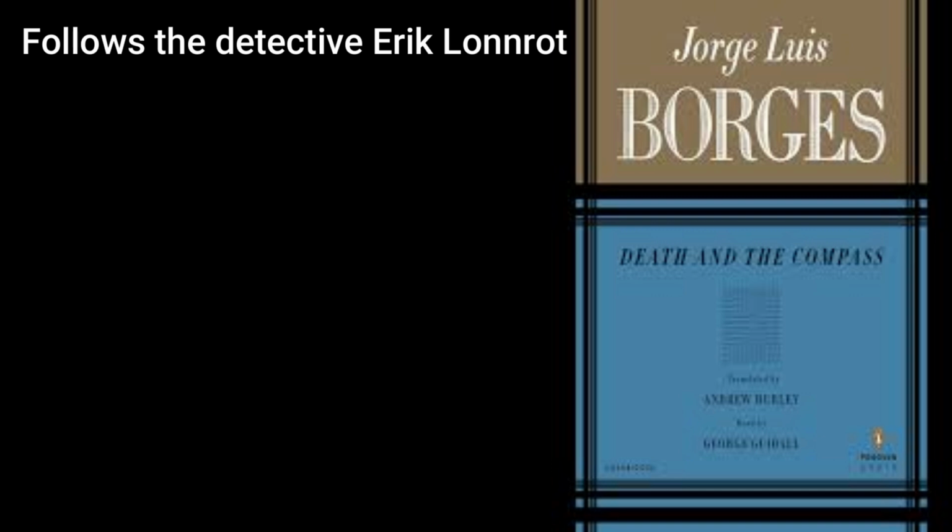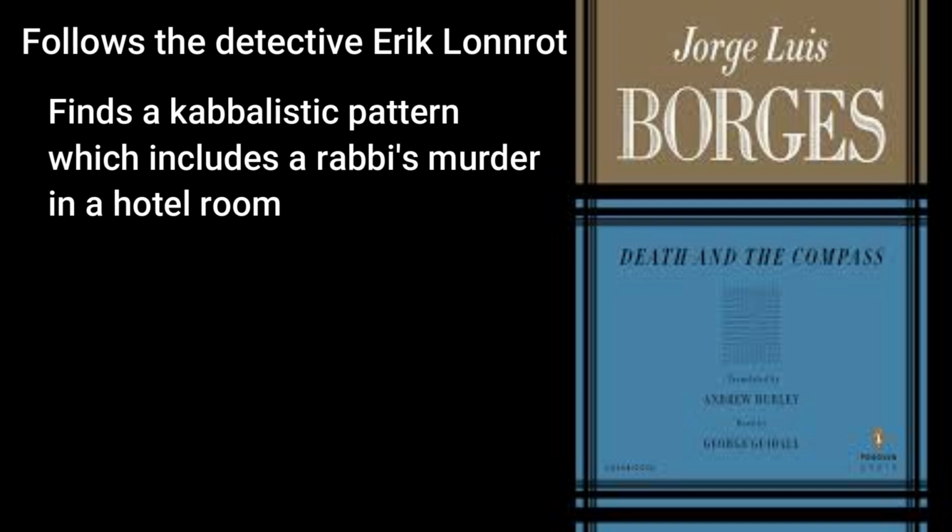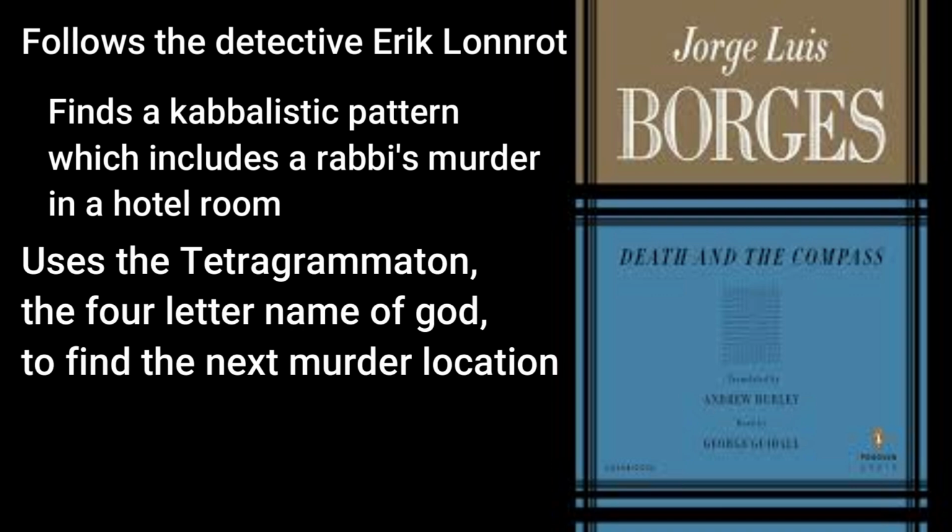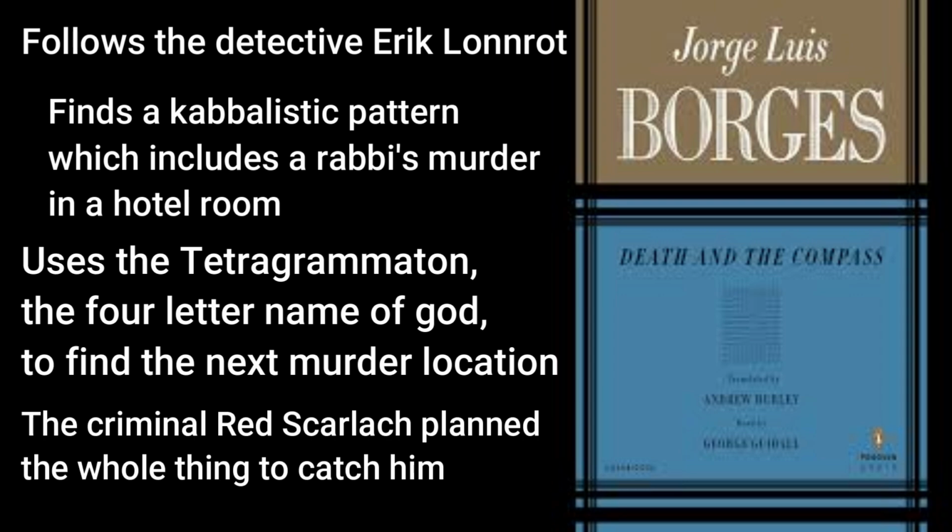He finds a possible pattern of some sort of Kabbalistic geometric pattern, and one of the deaths is that of a rabbi. He uses these deaths to point out an equilateral triangle, which is based on the tetragrammaton. Using this idea, he predicts where the fourth murder will occur, so he goes to this spot, an abandoned villa, but he discovers that the master criminal, Red Scharlach, engineered the entire puzzle specifically to trap him. He is caught there and executed to avenge Scharlach's brother.